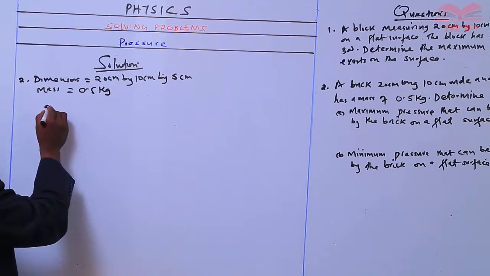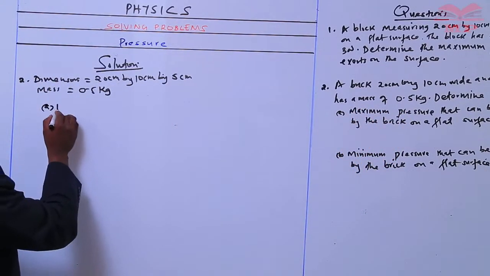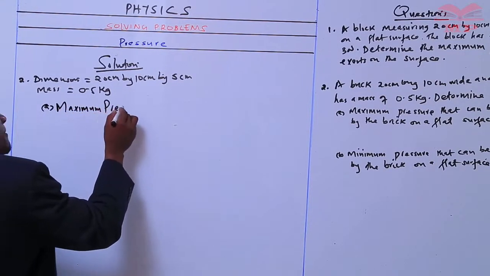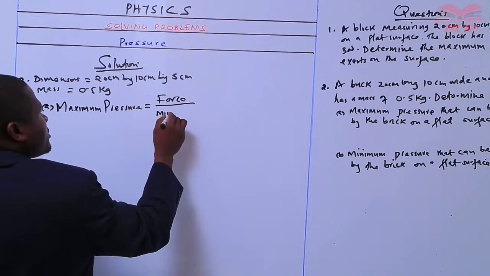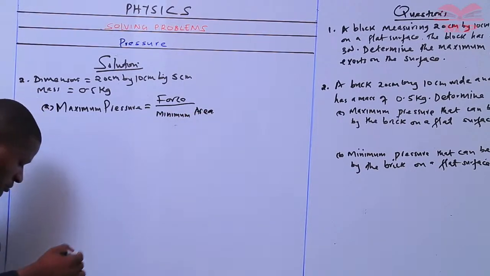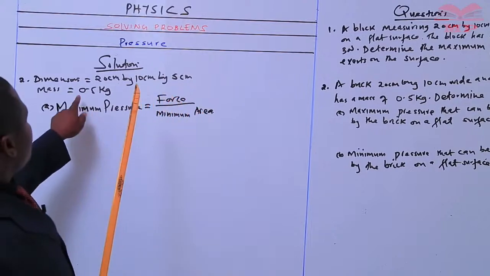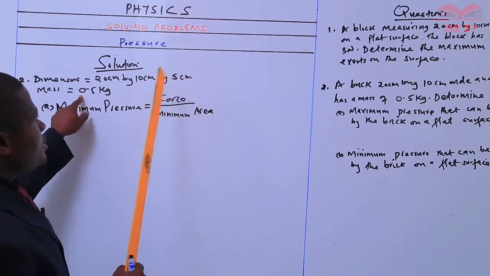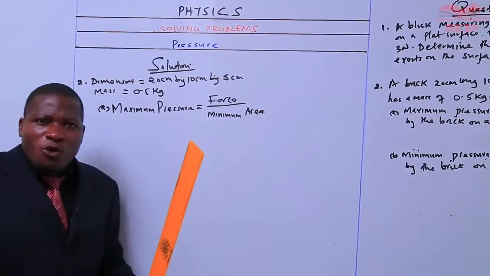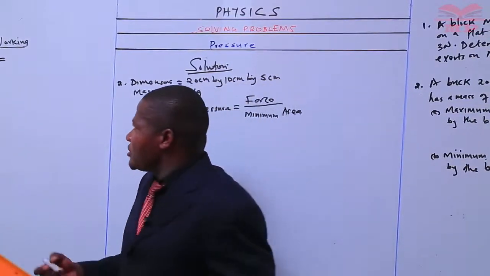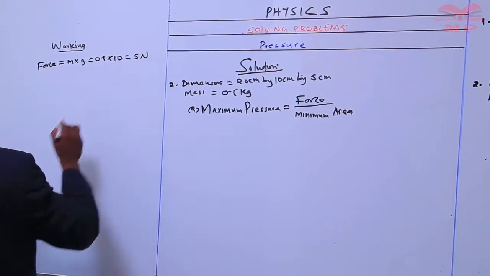Now, part A. Part A, we are being asked for the maximum pressure. And maximum pressure, we have said, is given by force over minimum area. From the formula, we have not been given force. We don't have a minimum area. But mass is going to assist us to find this force. So, our force, from the last lesson, we said that force is given by mass times acceleration due to gravity. That is m times g. That is 0.5 times 10. It is giving me 5 newtons.